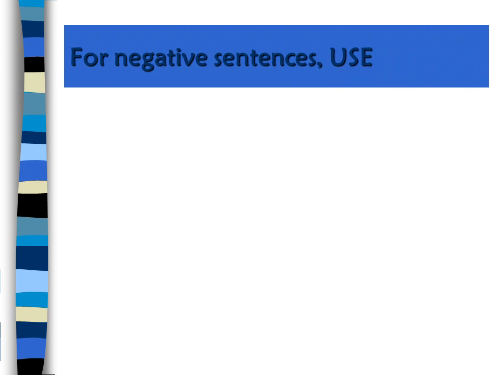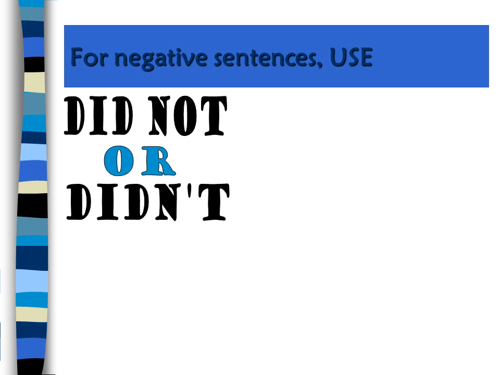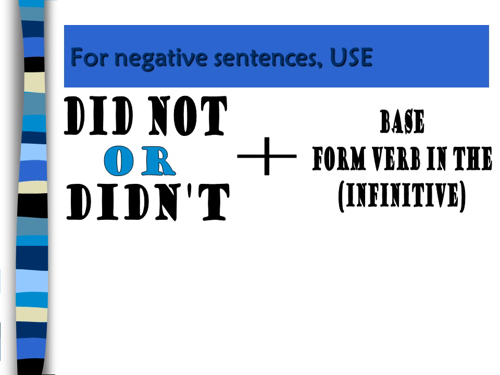How can we form negative sentences in the simple past? So we have did not or didn't. Did not, full form. Didn't, of course, short form. So whenever we have did, it should be followed by the infinitive. It is did plus the base form verb in the infinitive, all right? So the verb must be in the infinitive.